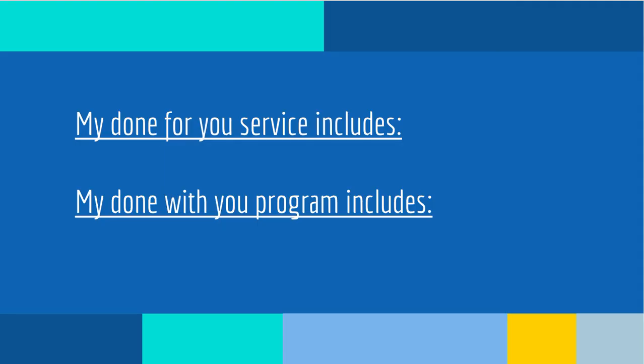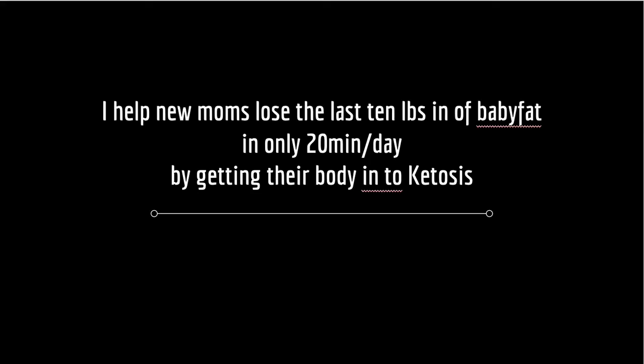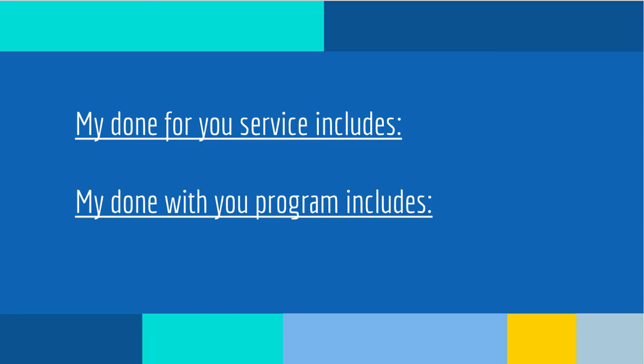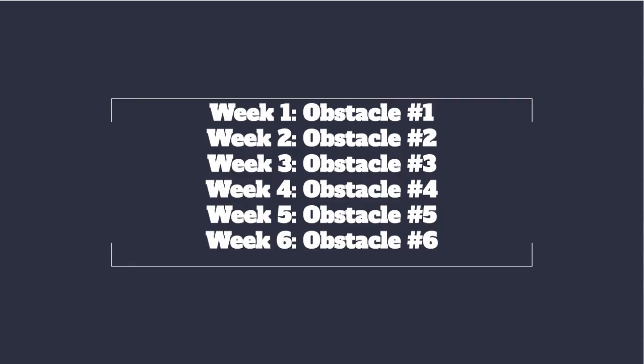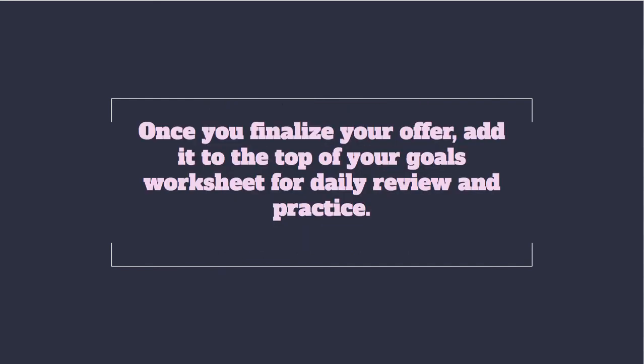So go through this, fill that offer out for yourself, and then you're going to list my done for you service includes and my done with you program includes. So you can go ahead and list the 5 obstacles, the 6 obstacles there. Again, remember, it usually looks like this. Week 1 is obstacle 1, week 2 is obstacle 2. So it's really straightforward. Just list those out as the 6 weeks.